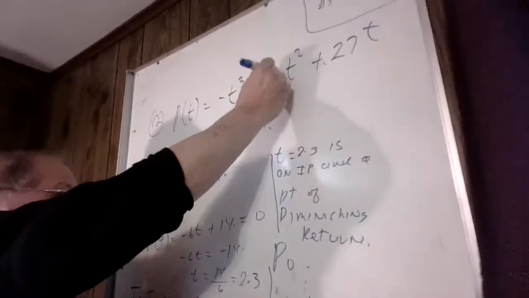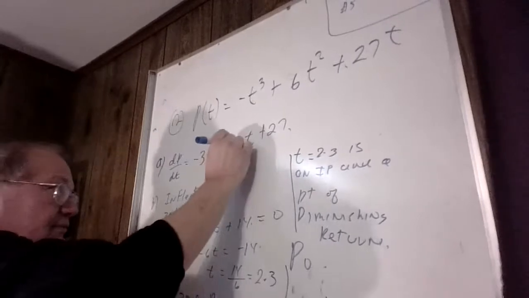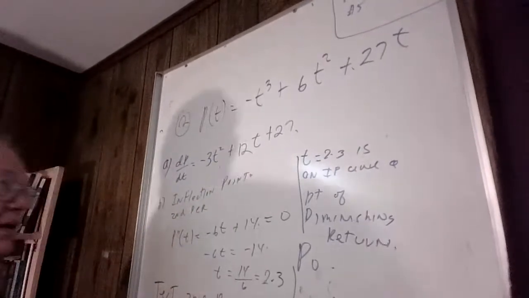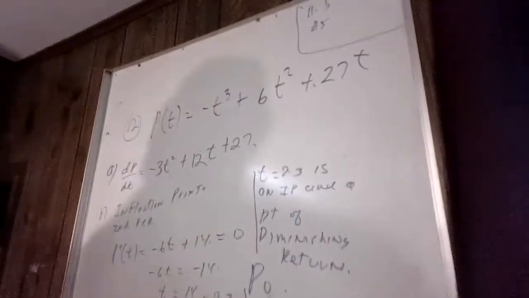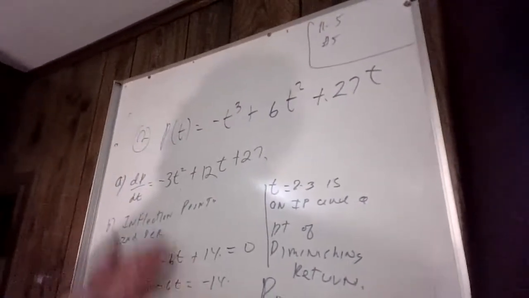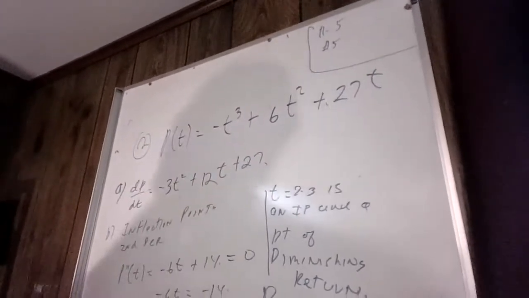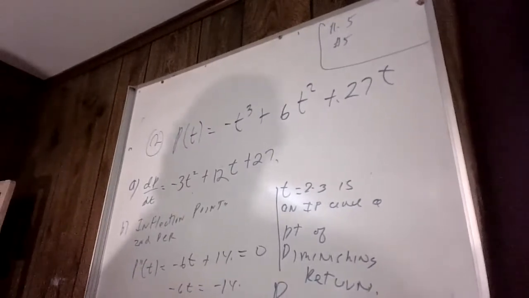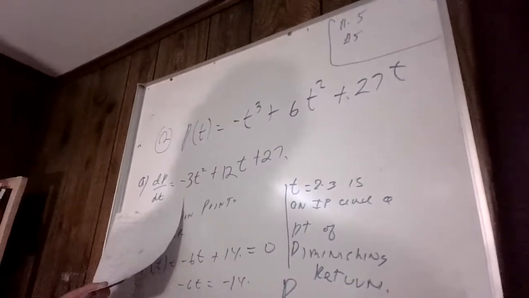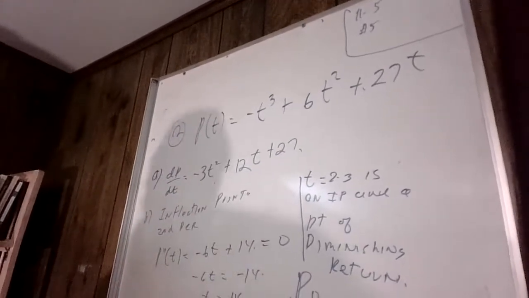All right. Here, instead of changing the whole thing, let's make that a lot easier. Nothing changes here now, which is good. So all I did was change this to plus 6t squared. So minus t cubed over 3 plus 6t squared plus 27t. That'll give us minus 3t squared plus 12t plus 27. And the rest is right.